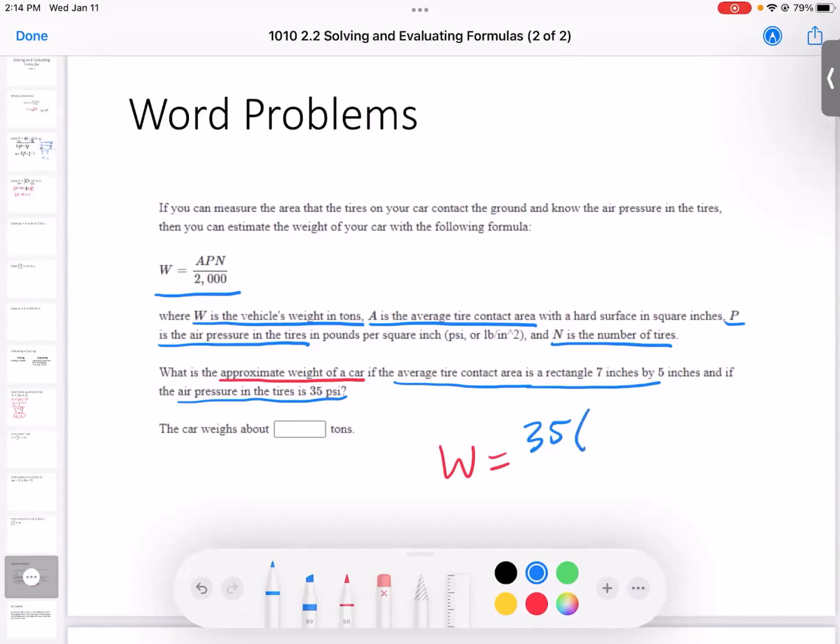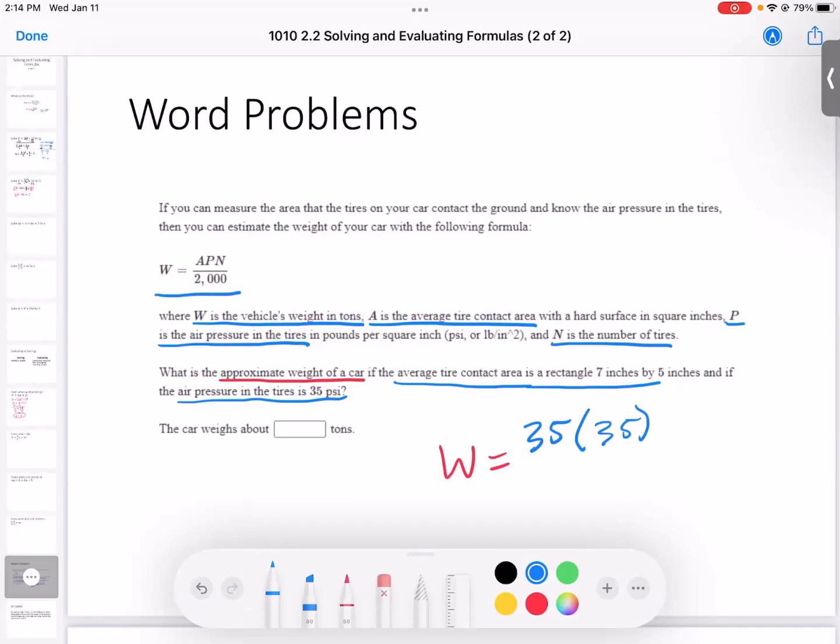Then P is the, what did they say? Air pressure in the tires. And they told me here that that was 35. So those happen to be the same numbers, but this 35 comes from the area of a 7x5 rectangle. This 35 comes from the air pressure.